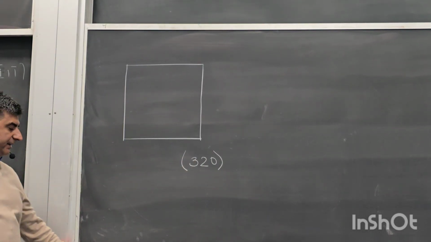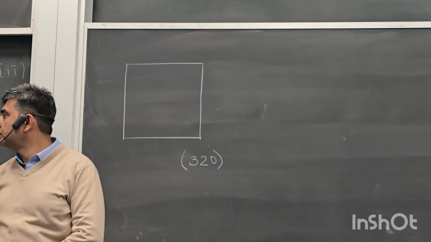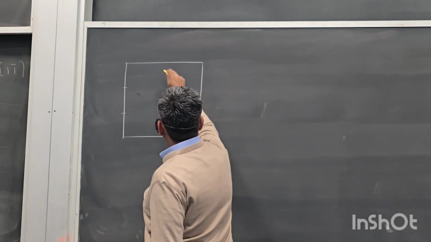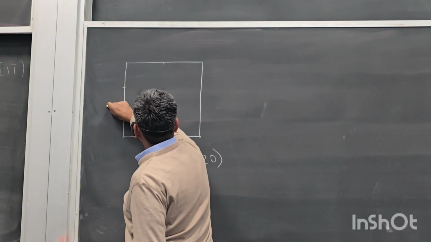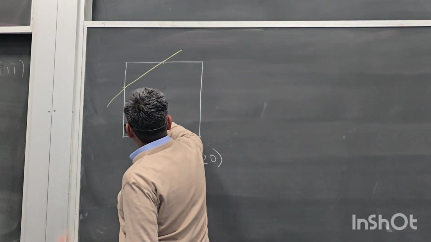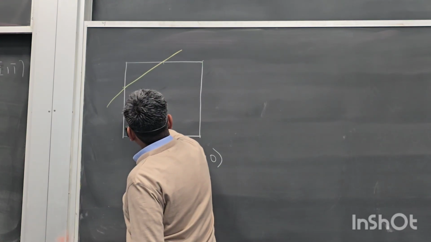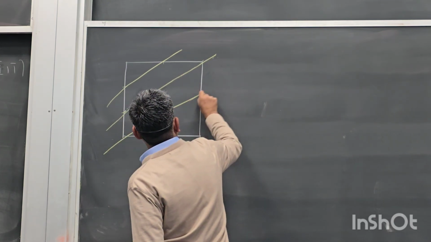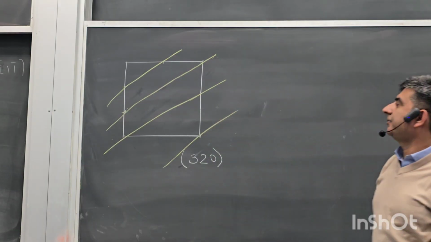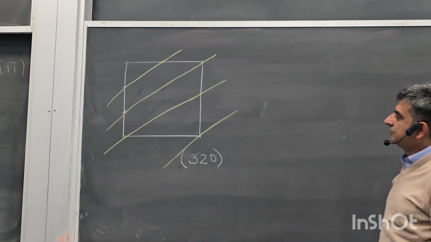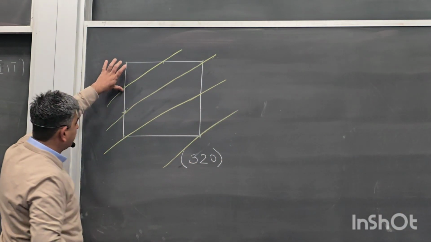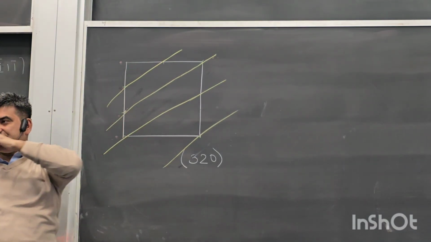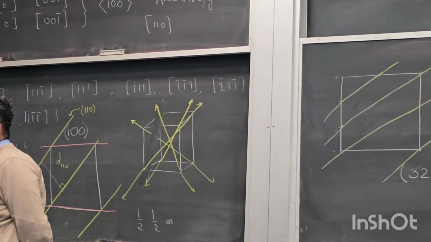So I want to draw these planes 3 2 0. There you go. These are the 3 2 0 planes, right? So I've subdivided this into 3 parts, and this is how the planes cross. I've subdivided this axis into 2 parts. Okay. These are the 3 2 0 planes.